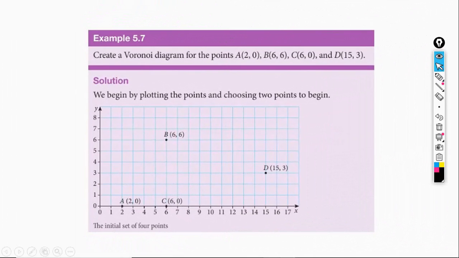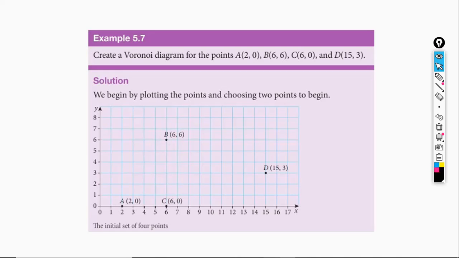Okay, so here we are on example 5.7, where they ask us to create a Voronoi diagram for the points A, B, C, and D. So in this one, basically they're asking us to create the diagram from scratch. So the first step is choosing 2 points. So we're going to choose A and B. And then the next step would be to build the perpendicular bisector between A and B.